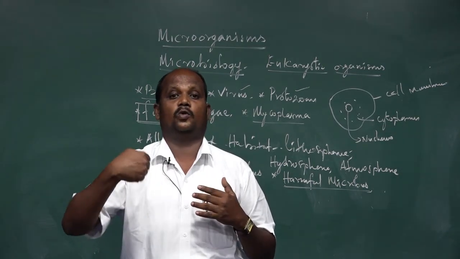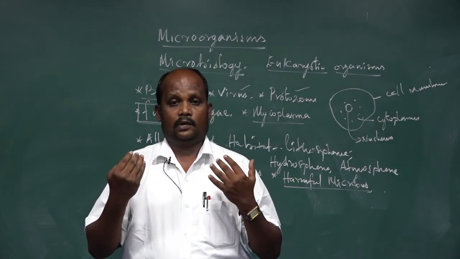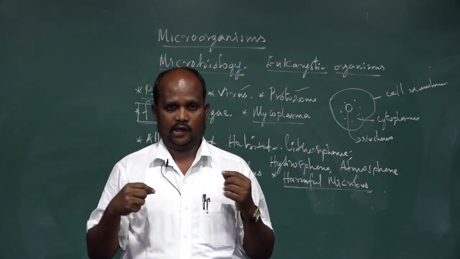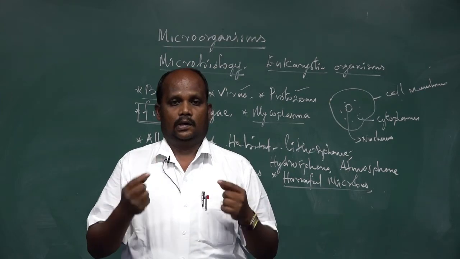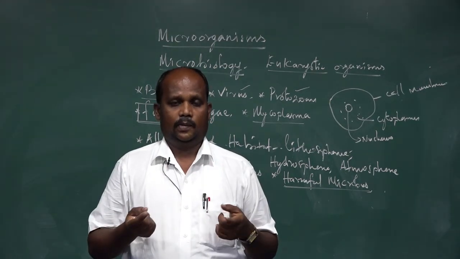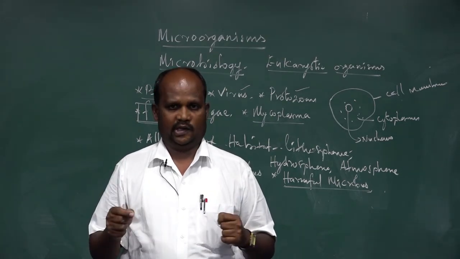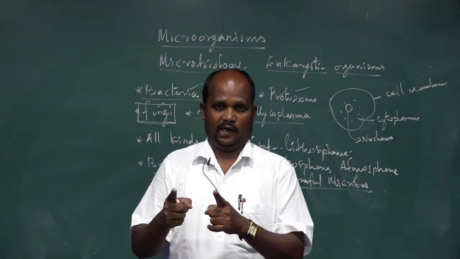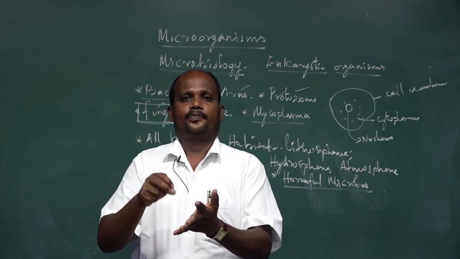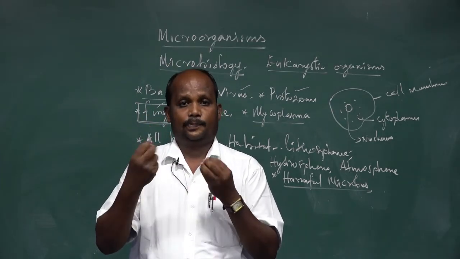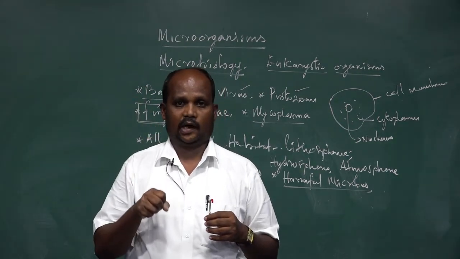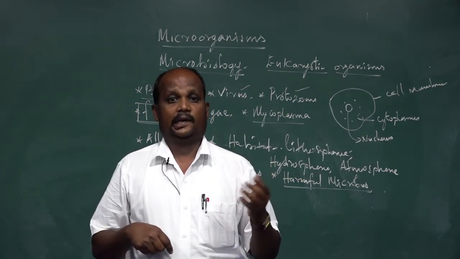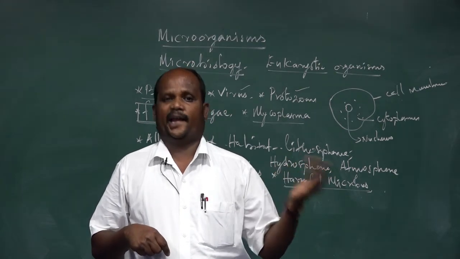Sorry, animals are heterotrophic nutrition, because we need food substance, we cannot prepare food ourselves, we take it from other resources, that is called heterotrophic nutrition. Organisms that prepare their own food materials or nutrients, that is called autotrophic nutrition. So autotrophic means self preparation. Heterotrophic means the organism needs nutrients, it cannot prepare them, it collects from other resources. Example, human being. Autotrophic nutrition, example, a green pigmented plant, a photosynthesizing plant.